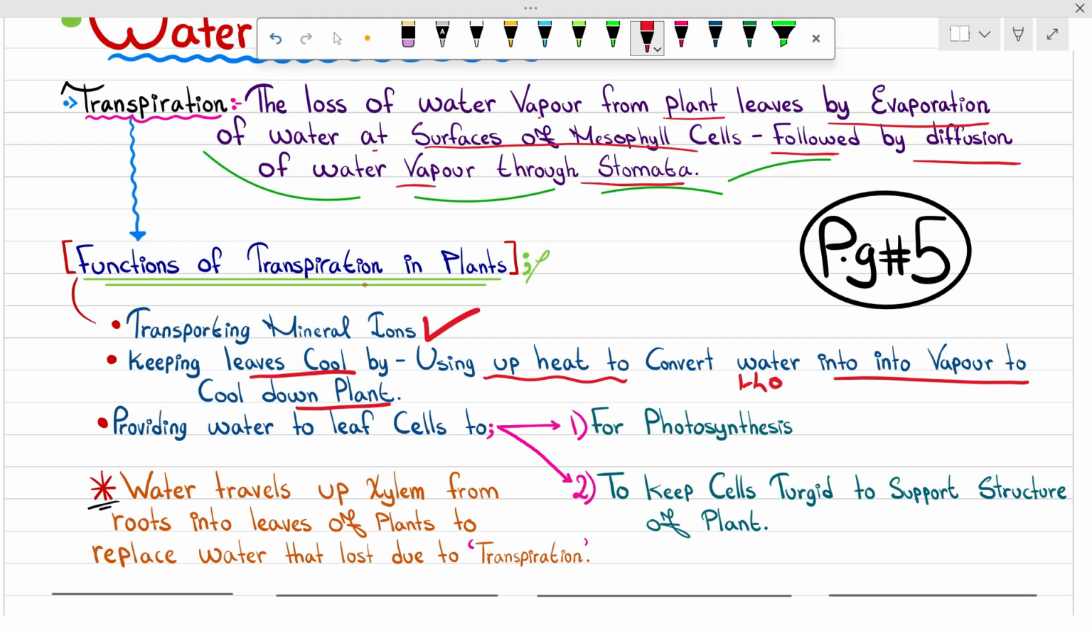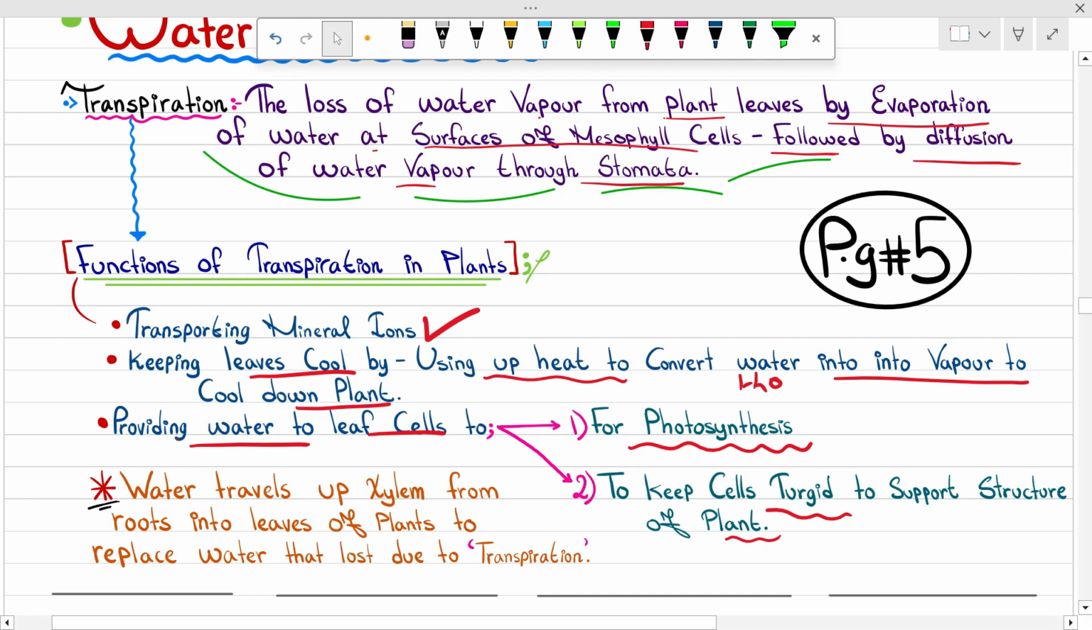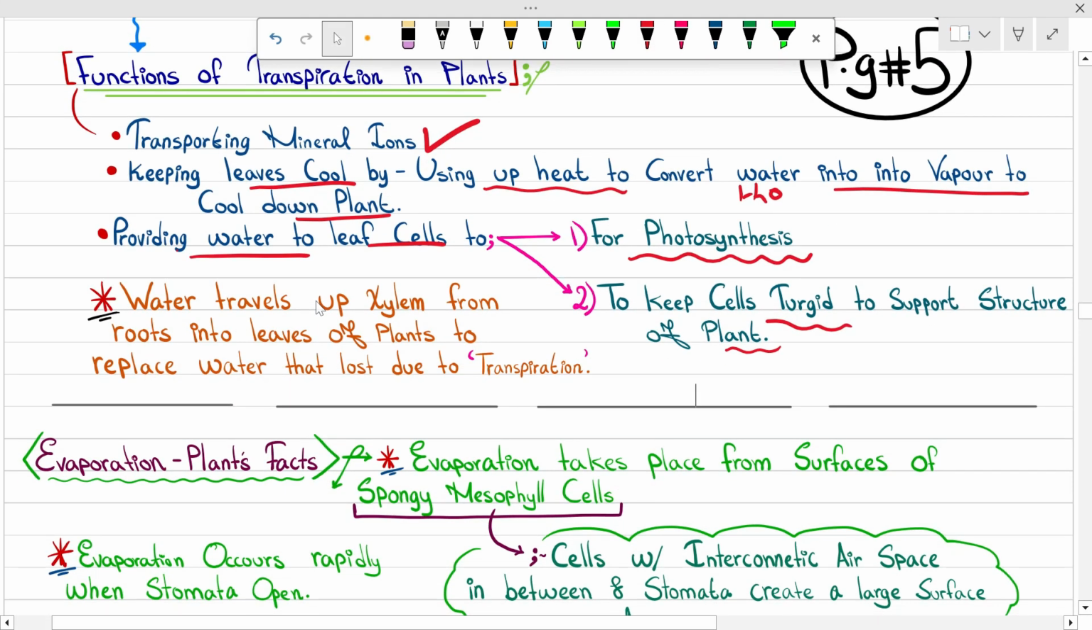And last but not least, plants need transpiration to provide water to the leaves for efficient photosynthesis and to keep the cells turgid and support the structure of the plant. Because as water moves into the plant cell, the cell membrane starts to expand against the cell wall and makes the plant turgid and rigid. Water travels up the xylem from roots into the leaves of the plant to replace water that has been lost due to transpiration.